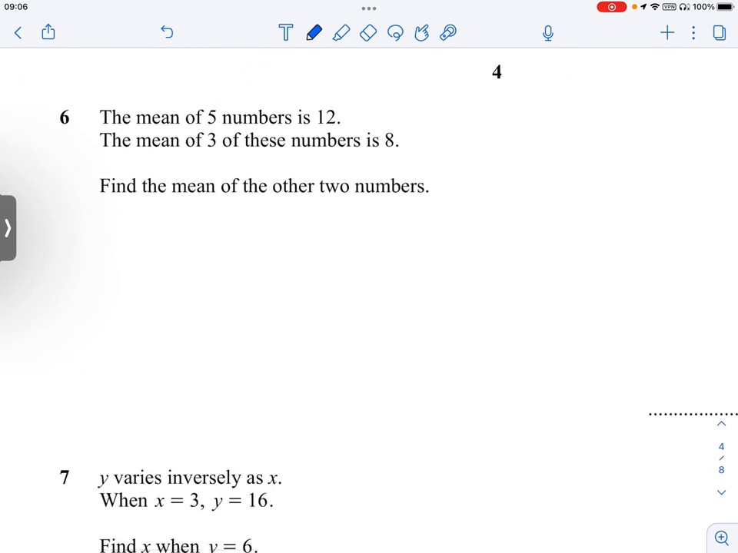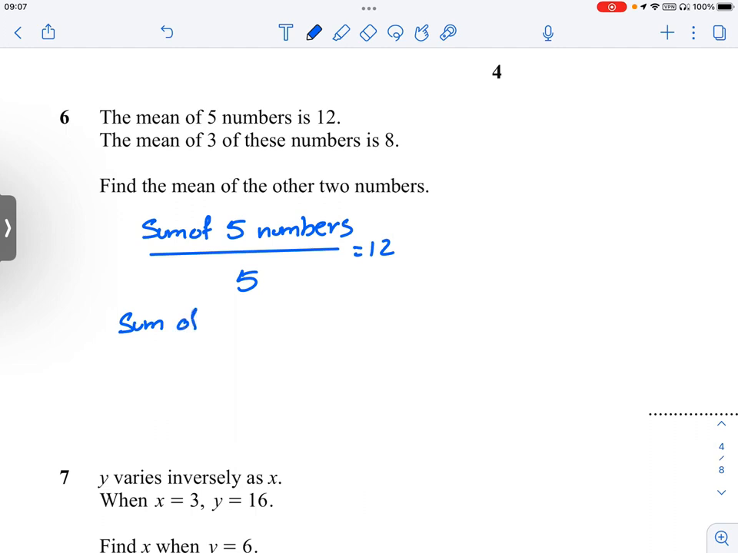Next, question number 6. The mean of 5 numbers is 12. The mean of 3 of these numbers is 8. Find the mean of the other 2 numbers. Mean of 5 numbers means sum of 5 numbers divided by 5 equals 12. So what will be the sum of 5 numbers? Sum of 5 numbers will be 5 times 12, which is 60.